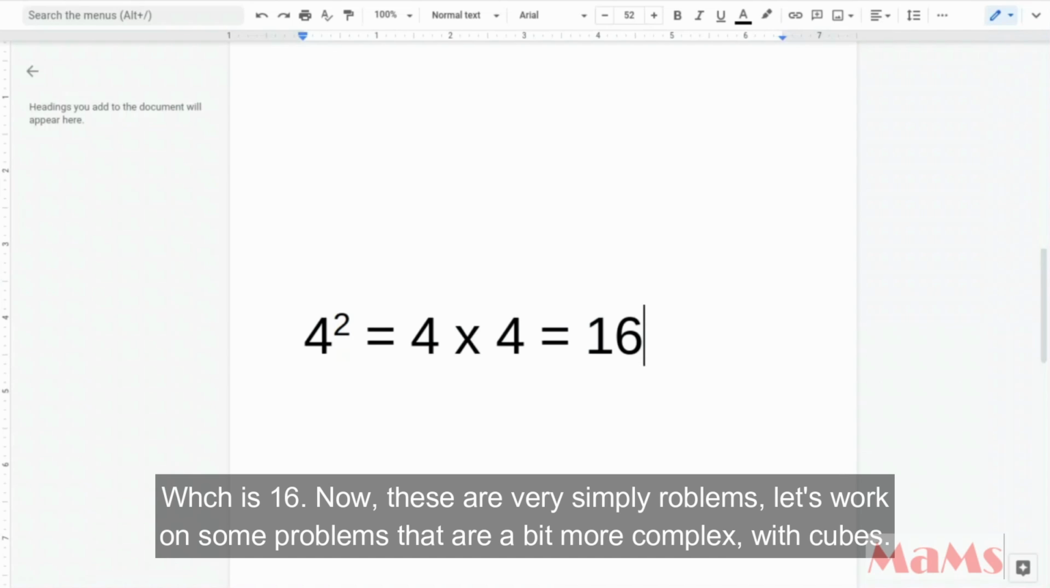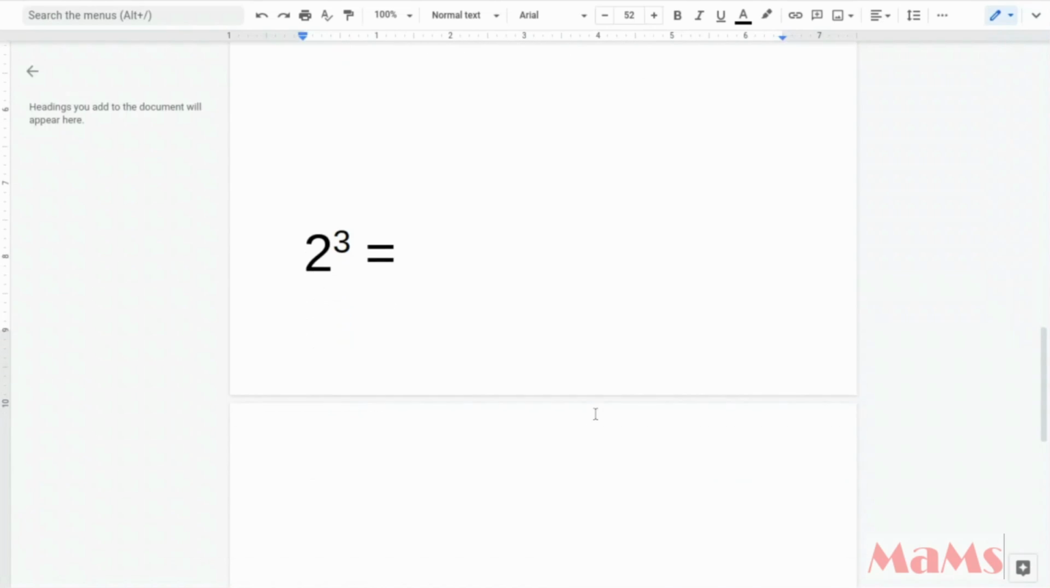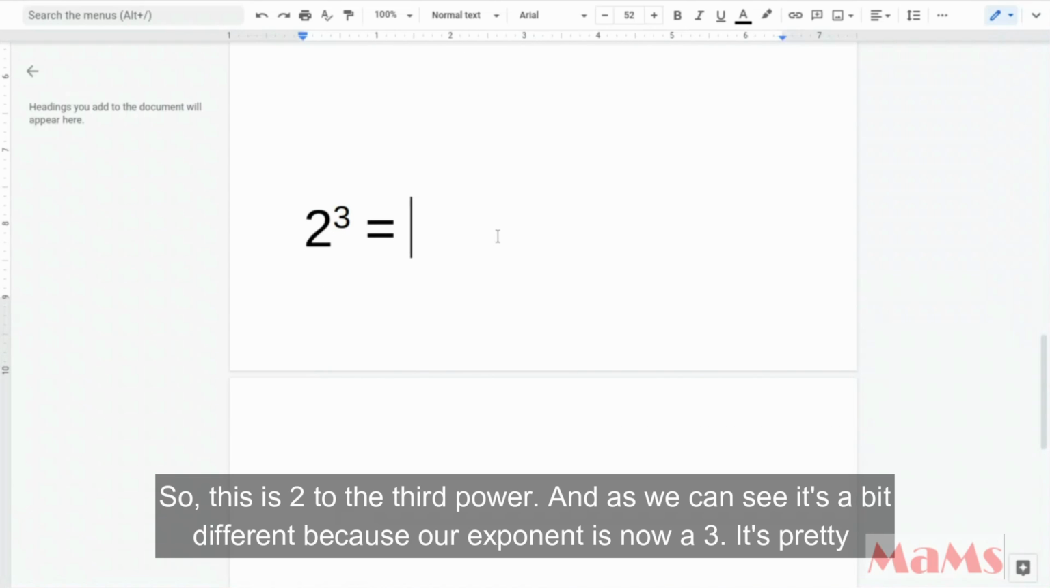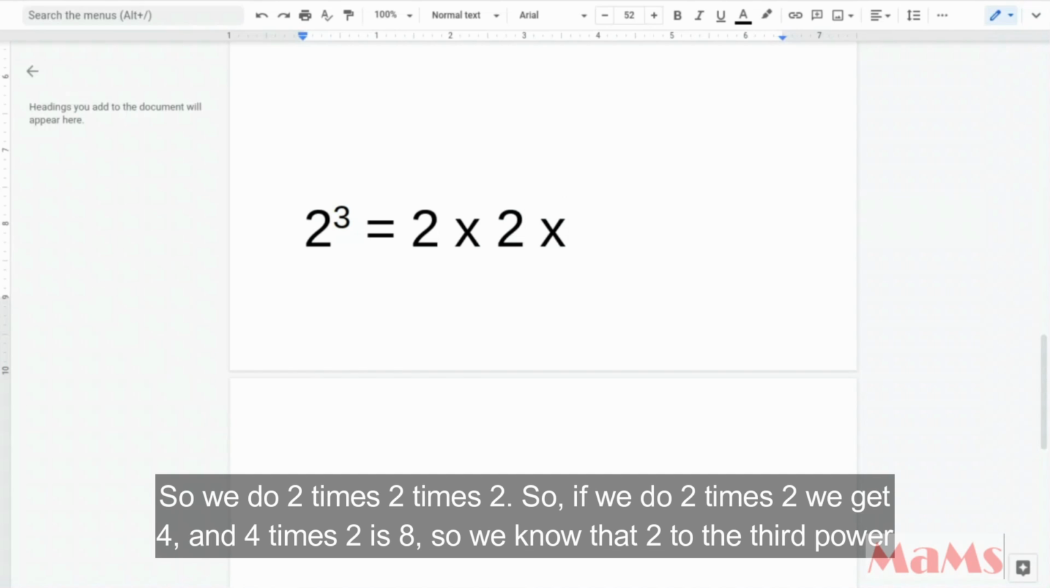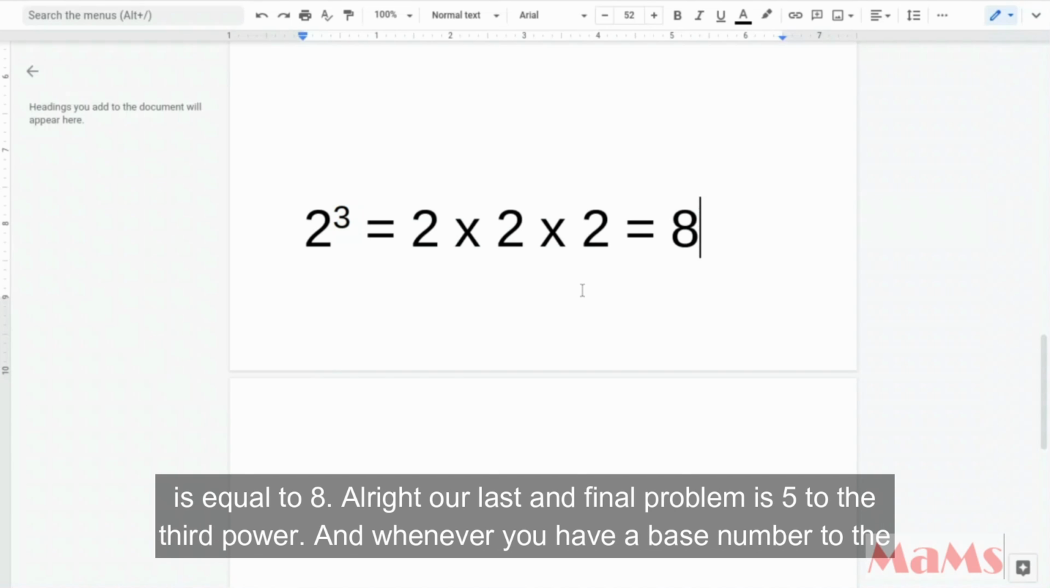Now, these are very simple problems. Let's work on some problems that are a bit more complex with cubes. So, this is 2 to the third power. And as you can see, it's different because in our exponent place we have 3. It's a pretty simple concept, except since there's a 3 in the exponent place, we'll just do 2 times itself 3 times. So we do 2 times 2 times 2. So if we do 2 times 2, we get 4, and 4 times 2 is 8. So we know that 2 to the third power is equal to 8.